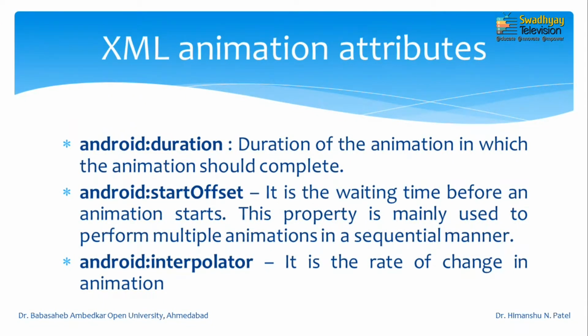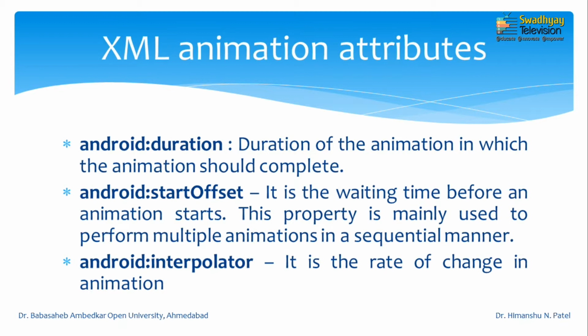Then comes android:startOffset. This attribute specifies waiting time before an animation starts. Suppose I want to start animation after 3 seconds, then I can use this android:startOffset attribute. It is mainly used to perform multiple animations in sequential manner. Suppose you want to wait before second animation is applied after first one, then you can specify this start offset.